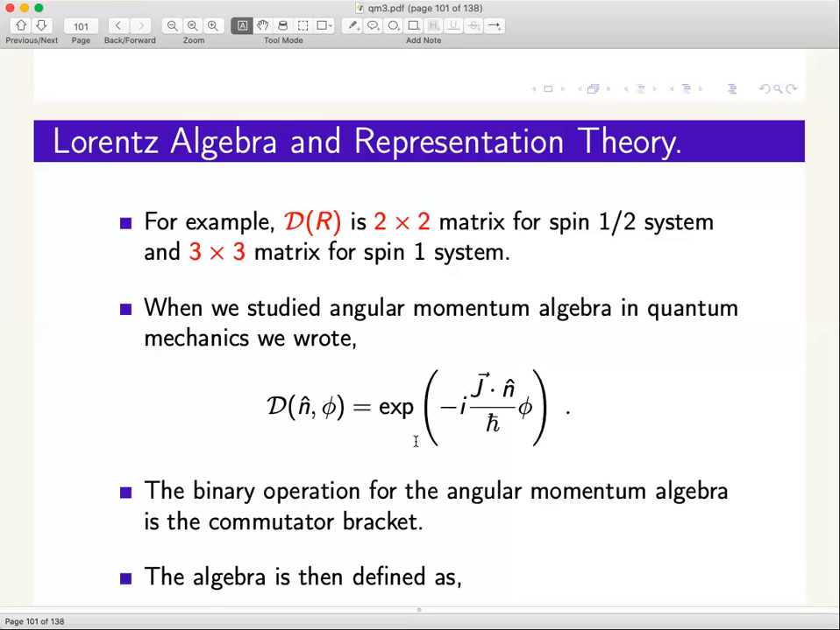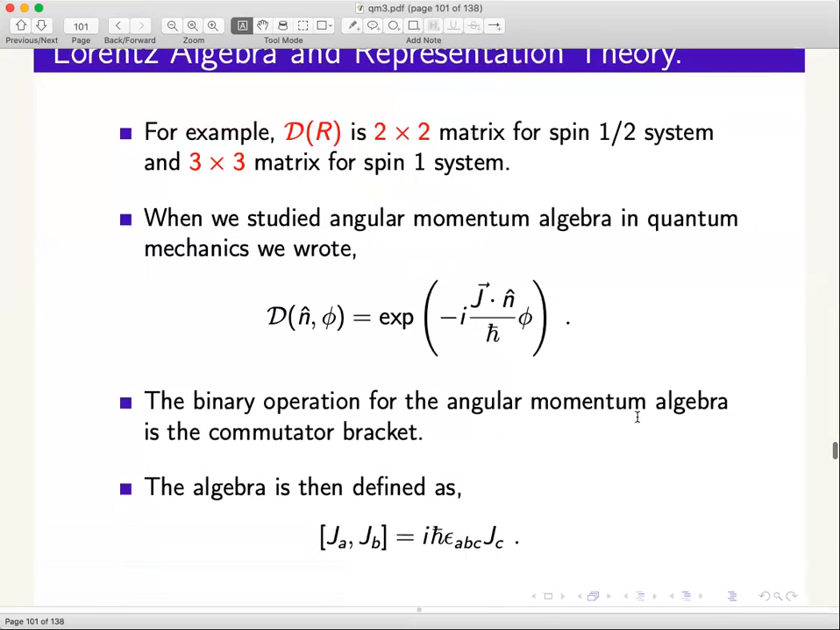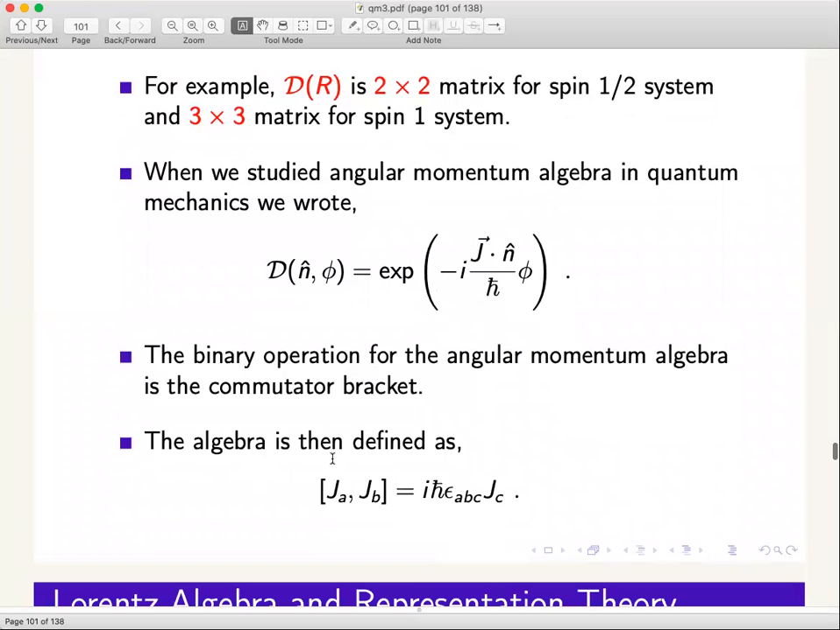Now clearly it is evident that it is the J vector which would be the quantities called the generators of the corresponding Lie algebra. If you write down an algebra, then of course you need to define a binary operation in the algebra. In the case of the angular momentum algebra, the binary operation is given by the commutator bracket. This is also something we already know. The algebra of the generators is given by this equation: [J_a, J_b] = i h bar epsilon_abc J_c.